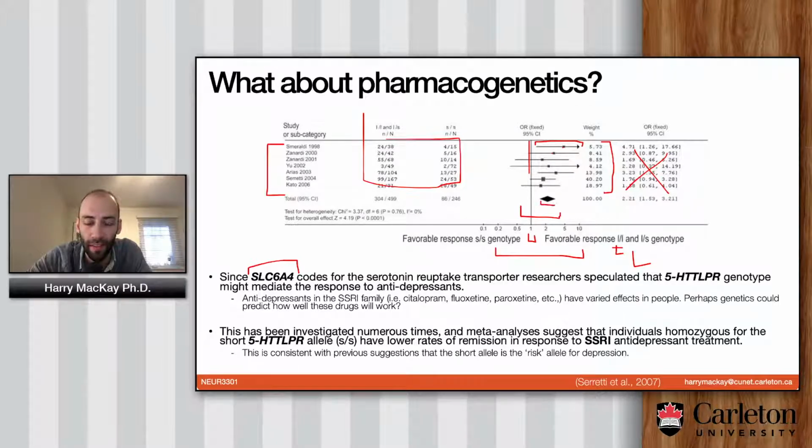That's what's represented by this diamond here. This is the overall thing. That could be as much as a twofold improvement in treatment response. So the short allele, of course, is the risk allele for depression. The short allele is the one you don't want.